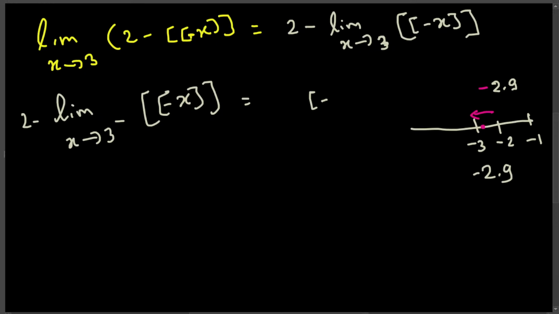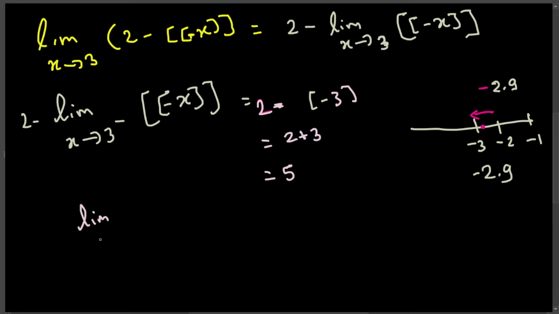So we are going to have 2 minus negative 3. That's 2 plus 3, which is equal to 5. So from the left side it is 5. Let's look at the right side.